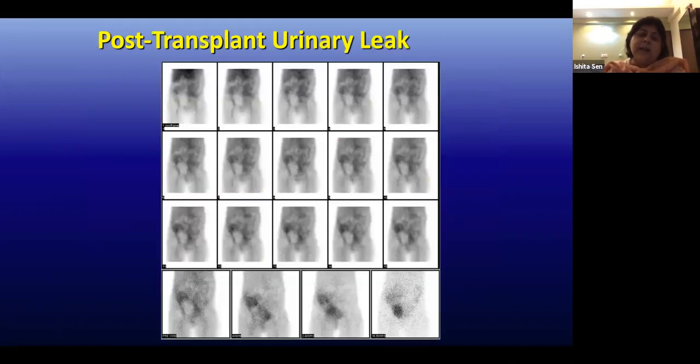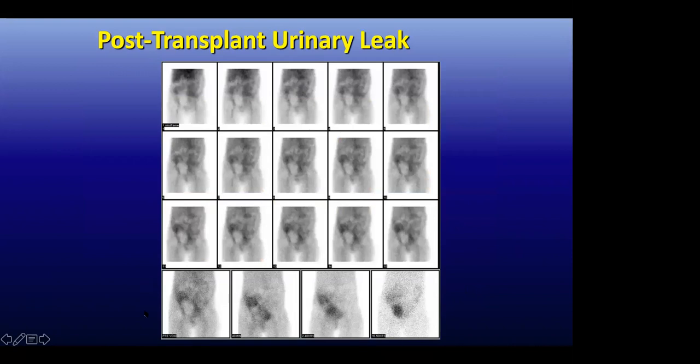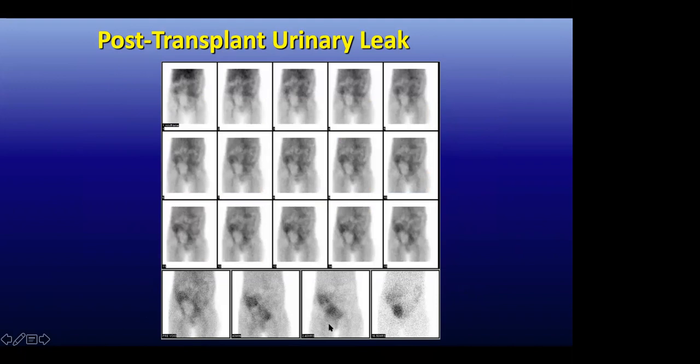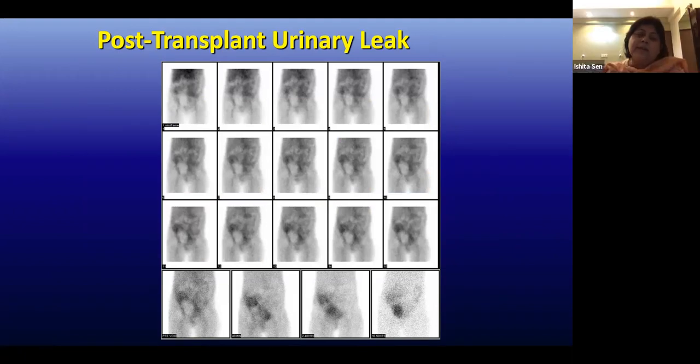So again, another patient who has a very poorly functioning kidney with a leak, and you can see that there is extravasation of tracer in the pelvis, outside, extraluminal tracer. So you see initially a photon deficient area, which later on fills up.